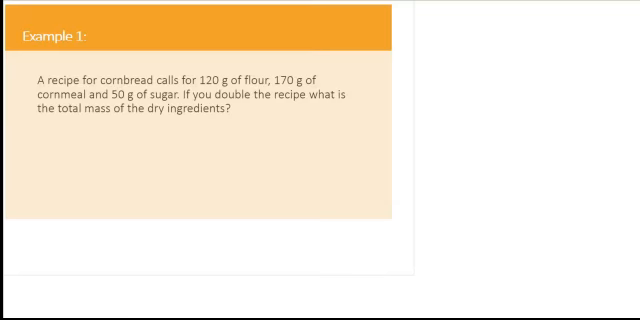A recipe for cornbread calls for 120 grams of flour, 170 grams of cornmeal, and 50 grams of sugar. If you double the recipe, what is the total mass of the dry ingredients? There's a couple of ways that we could do this. We could take the 120 and double it, and take the 170 and double it, and take the 50 and double it, and then add them together. Or we can add them together and then double it. And that works because we're looking for the total mass of the dry ingredients. So let's add them together.